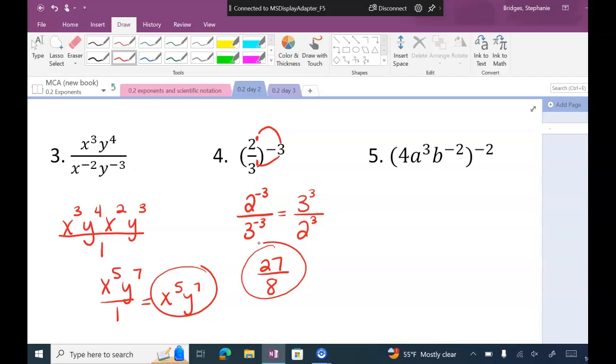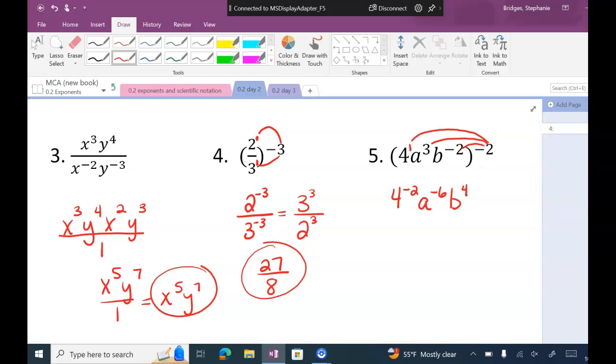I have a 4, an a to the 3rd, and a b to the negative 2. What's the exponent on the 4? A 1. Okay. And then a power to a power says we do what with our exponents? Multiply. So that's going to become 4 to the negative 2. Then we're going to give it to the a. That's going to become a to the -6, yep. And then we give it to the b, and that's going to become b to the +4, yep, because -2 times -2 is positive.